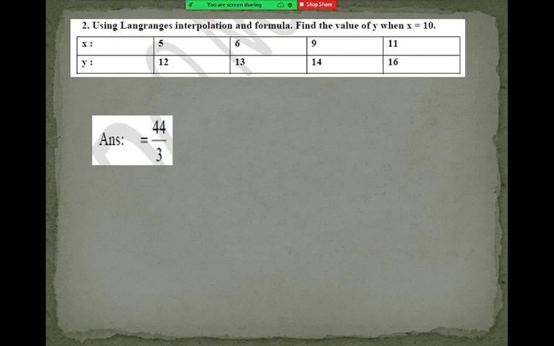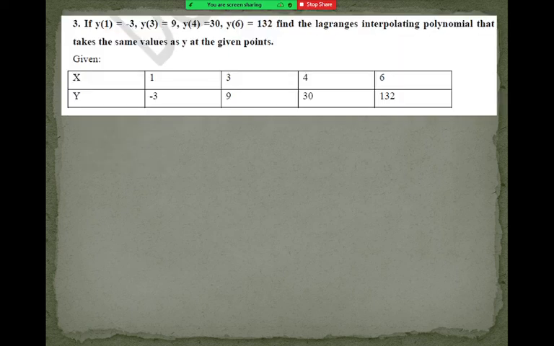So the last question then, one more question. Here is a third example on Lagrange's. The data, actually I started the solution here. This is only the question. If y of 1 is minus 3, y of 3 is 9, y of 4 is 30, y of 6 is 132, find the Lagrange's interpolating polynomial that takes these values.